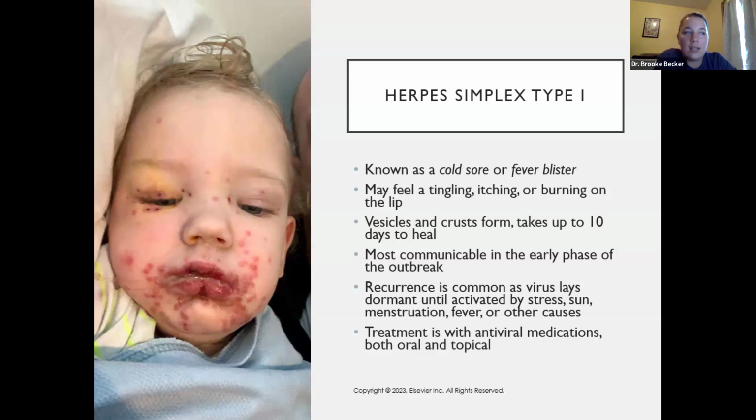It's really common for there to be reoccurrence. It usually is activated by stress or sun exposure, or for females, menstruation, fever, any kind of stressor on the body can cause the cold sores to present. Okay. And most commonly treated with antiviral medications. There are oral antivirals that you can take, and also topical.